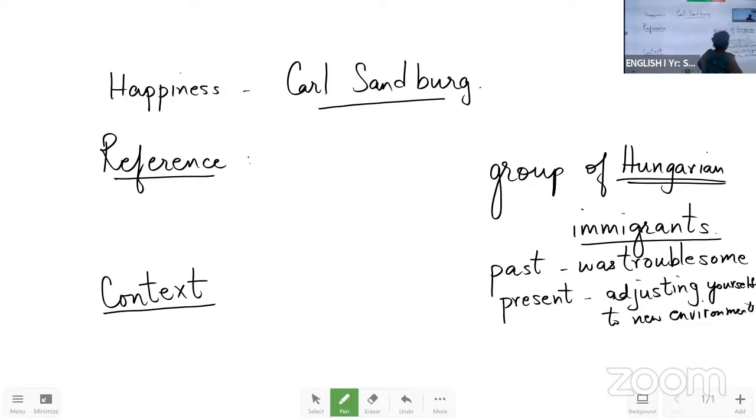It's troublesome. And then coming to the last, future. What does future hold for you? What does it hold for you? You don't know. It can be good, but it can equally be bad. But what were these group of Hungarians doing? They were enjoying themselves. They never thought about their troublesome past or what the future is going to hold.